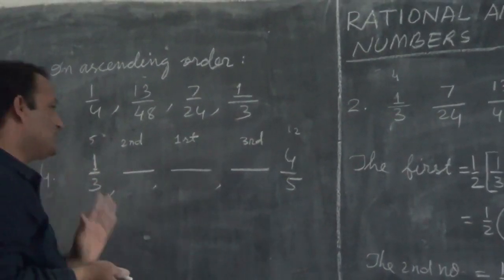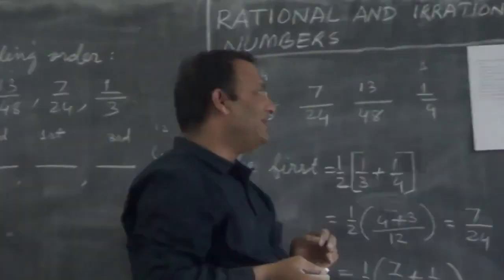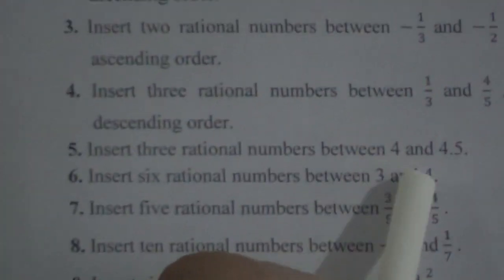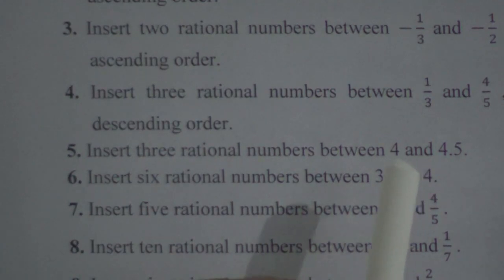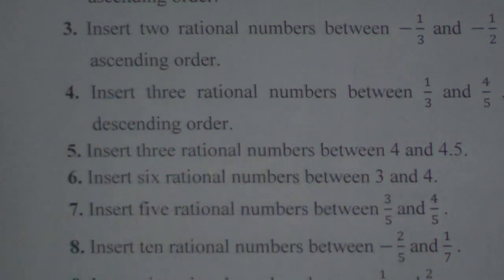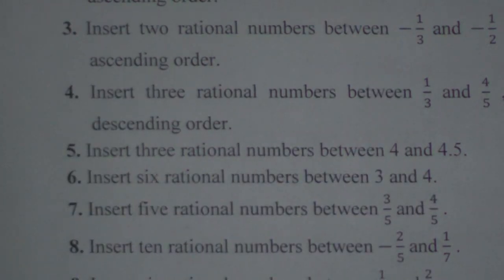So I hope question number 4 also you can manage. Insert three rational numbers between 4 and 4.5, you see children. Between 4 and 4.5, just the intuitive method you can do also. 4, 4.1, 4.2, 4.3, finished. There is no need of doing (a plus b) by 2 also. By the intuitive method you can do.